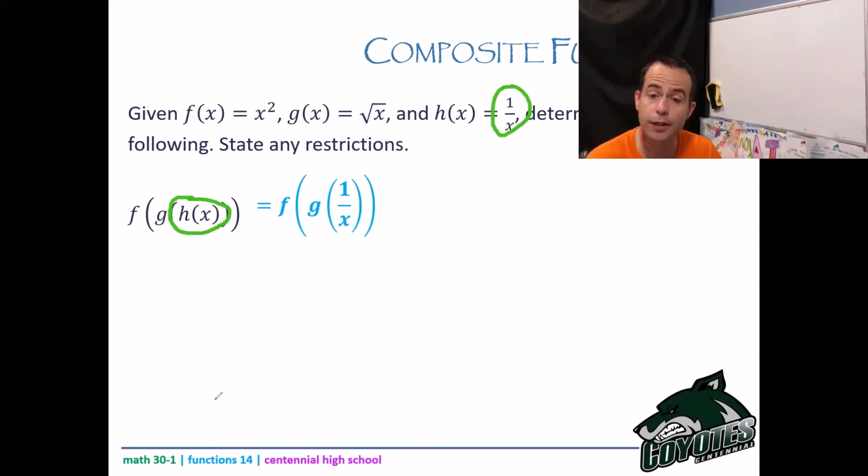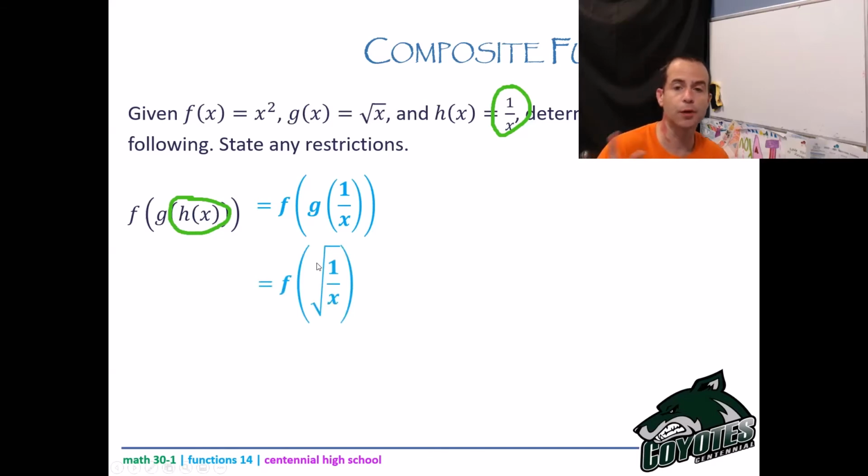Okay. Currently, I would now have to say x can't be 0 because I have an x on the bottom. So now g of 1 over x, I'm going to my g equation and I'm replacing x with 1 over x. Okay, so now I'm looking at the square root of 1 over x. Now that I'm looking at the square root, x also has to be positive. Okay, so x can't be 0, and x has to be positive. So I can say that in one statement just by saying x is greater than 0.